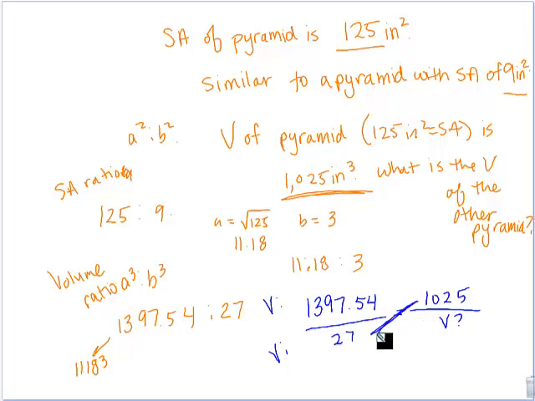And then we just have to solve this. So we would multiply 27 by the 1,025, and then divide by the 1,397.54. A simple solving technique which we've been using many times. So when we do that, we end up getting a volume of our other pyramid to be 19.8 inches cubed. Okay, so that's how that can actually help us solve problems.